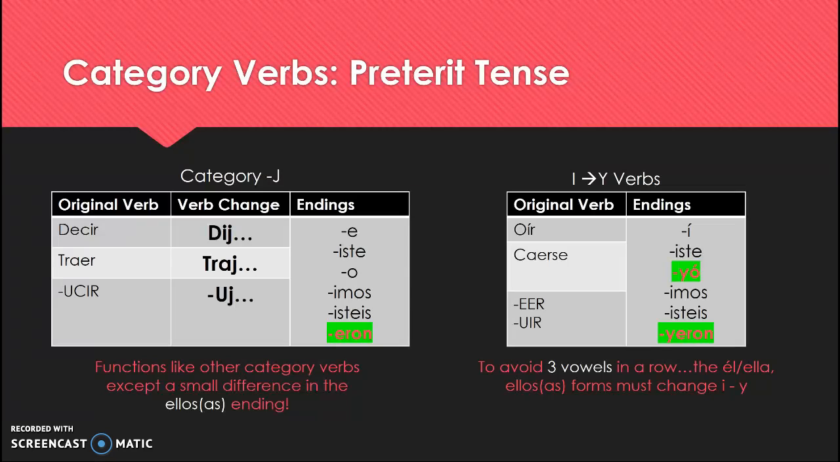Caerse will have the same situation of encountering 3 vowels in a row where it's impossible to accent the middle one, so we have to convert the I to a Y. Me caí, te caíste, se cayó. Nos caímos, os caísteis, se cayeron. So the same thing is true for EER and UIR. When we remove the ER or the IR, we add í, iste, yó, to avoid 3 vowels, imos, isteis, and then yeron.